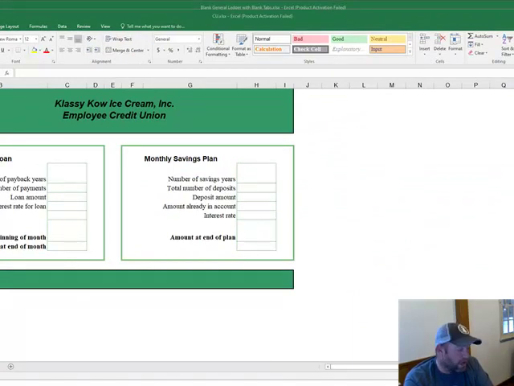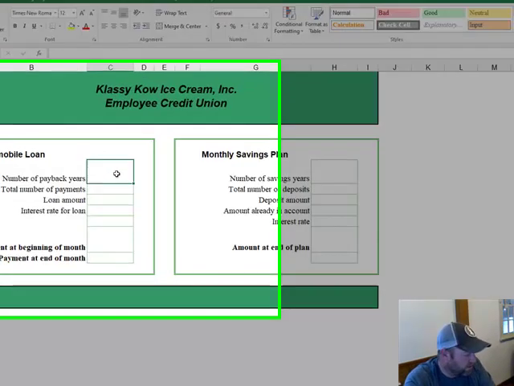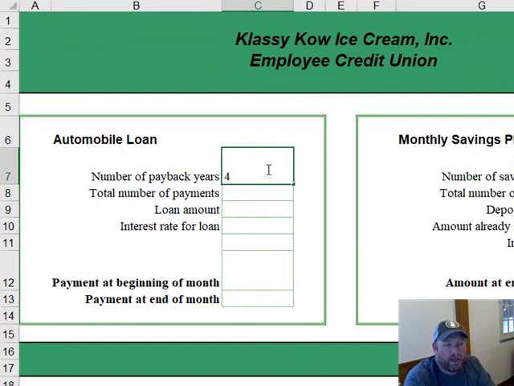So here we go. The file is called CU, and you've decided at the age of 20 years of age, you are going to go get a car. It's time for you to put your big boy pants or big girl pants on and go get a car, right? So you decide that you don't want to have a loan out for more than 4 years. So the number of payback years is going to fall into cell C7. I want you to put 4 into that cell right there. And then hit enter, and it's going to take you down to cell C8.